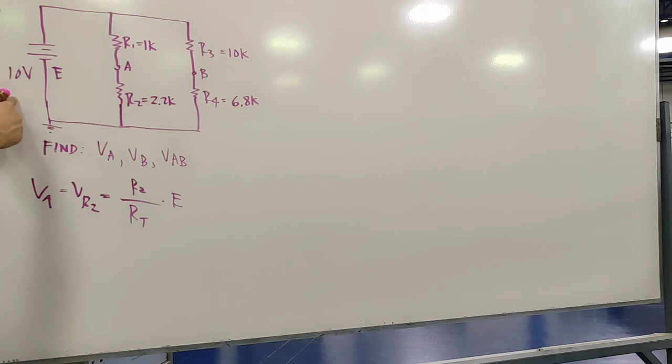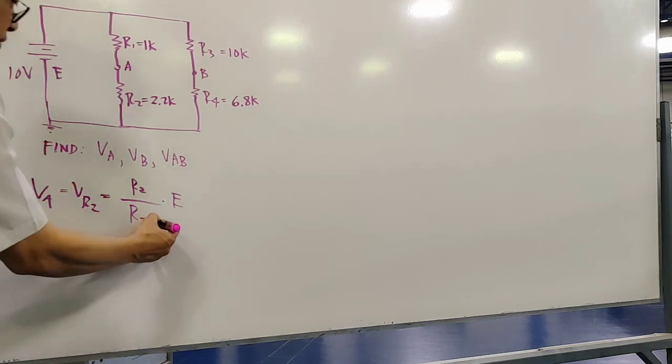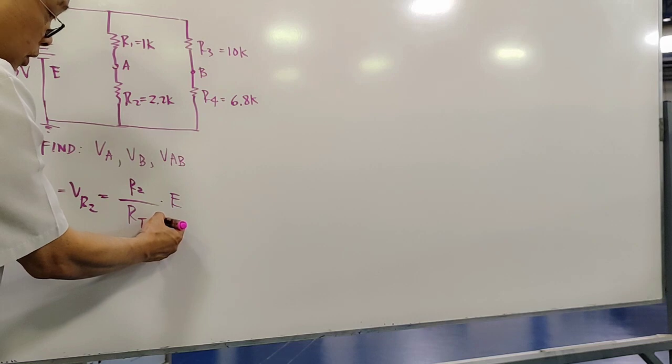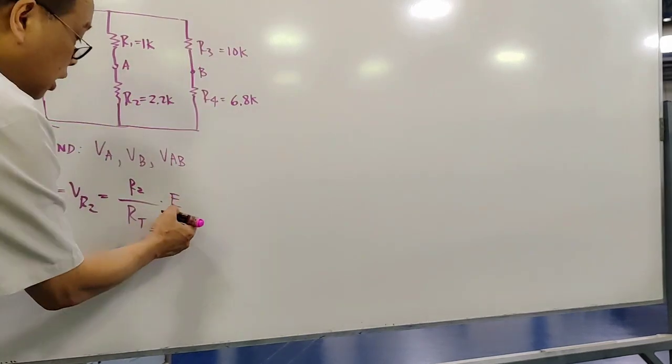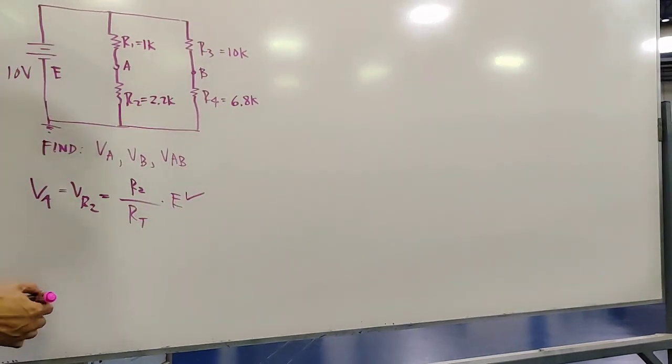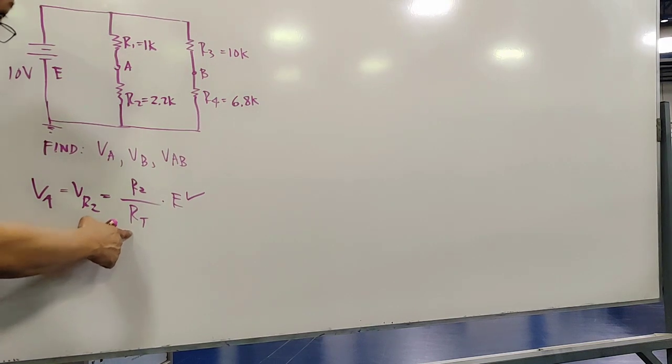Voltage divider. What is the divider rule? Do we have our total? Replace R1 and R2 after. Do we have E? We have E. Do we have our total? Yes, we can.